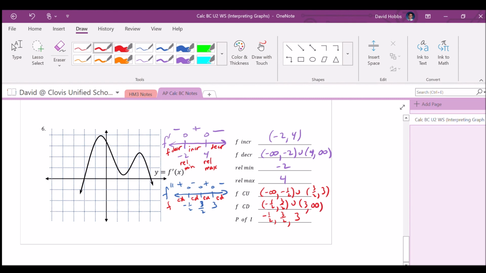Okay, so go ahead and work on the rest of this worksheet to have it done for the next class.